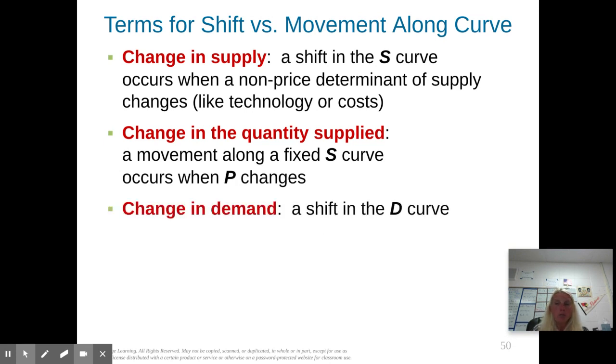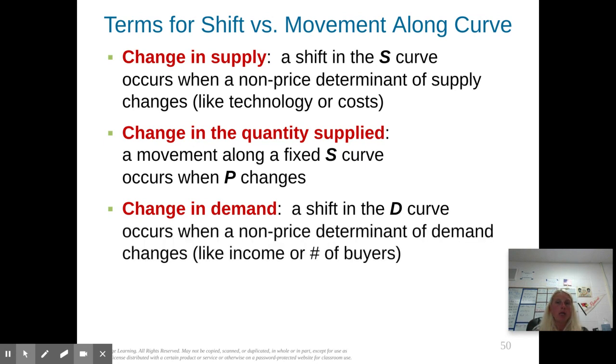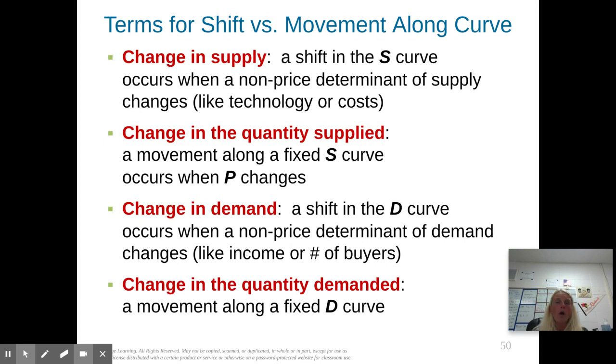There's no new curve. And that happens with demand too. A change in demand is the entire curve shifting because something other than price is changing it, whereas a change in the quantity demanded moves along the demand line because we are changing how much we demand based on the price of that product. So be careful with your language there.